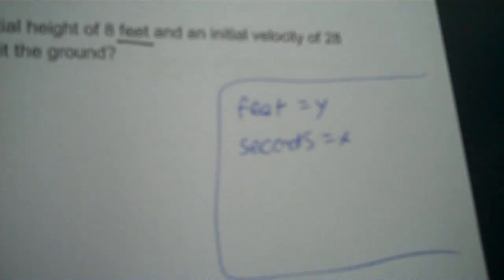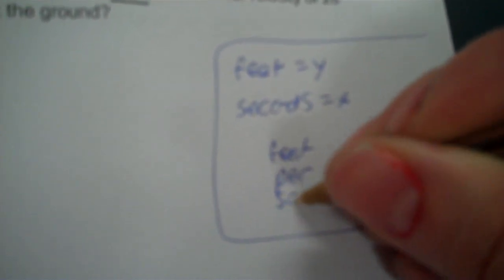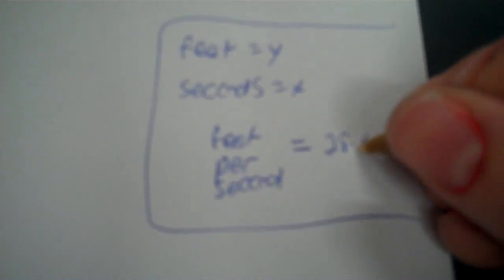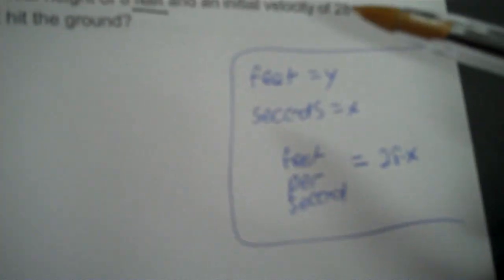Okay, now, next problem. A soccer goalie throws the ball into the air at a height of 8 feet with an initial velocity of 28 feet per second. For how many seconds does it hit the ground? So there's my answer. So I have feet and seconds. Seconds is x, feet is y. Time is always x. Then feet per second. Feet per second is 28. 28 times x. Now, this doesn't make a line.